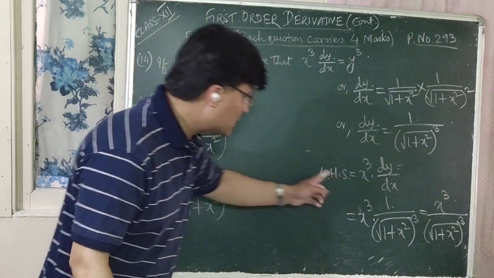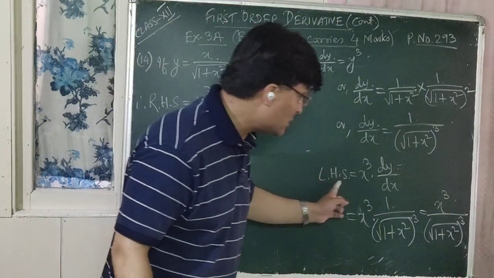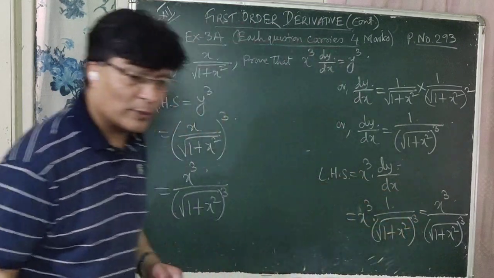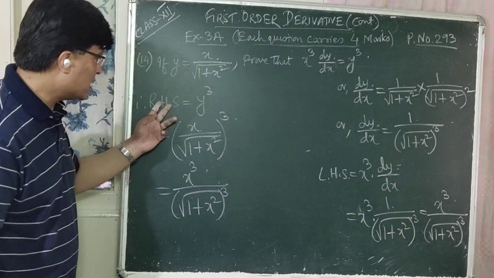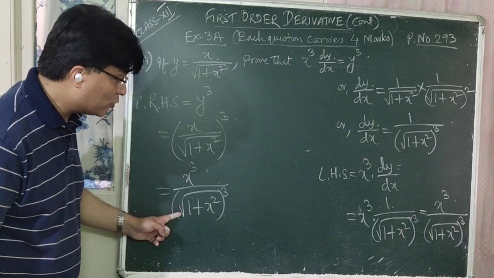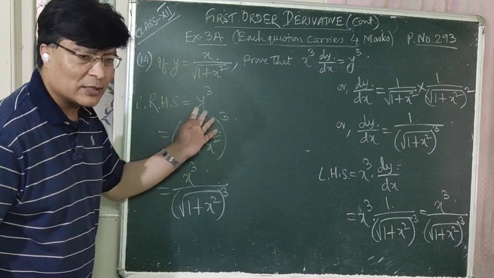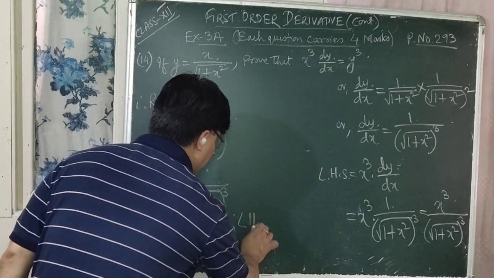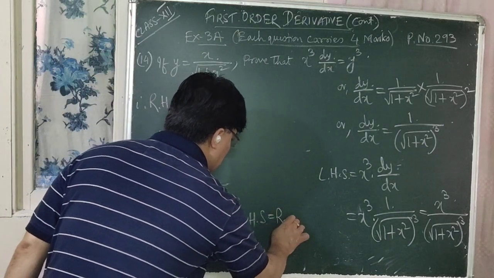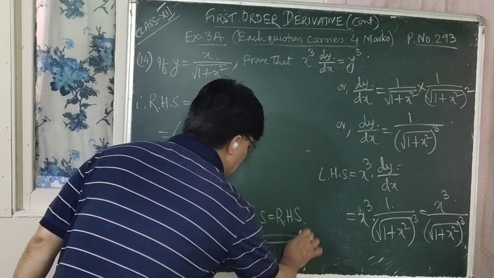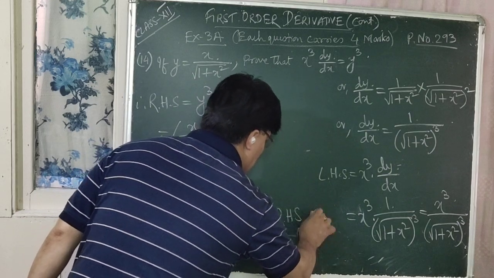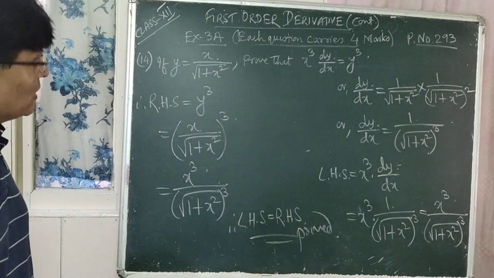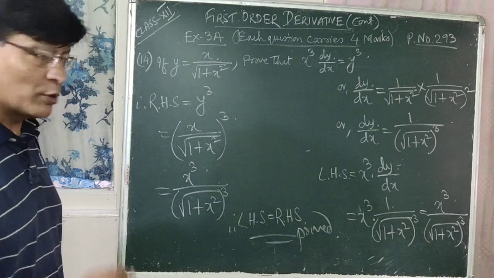So are they equal, LHS and RHS? So what is LHS here? X cube upon root over 1 plus x square whole cube. Also right hand side is also x cube divided by root over 1 plus x square whole cube. That means we have proved LHS is equal to RHS. So let us write here LHS is equal to RHS. So it is proved. Understood? So you can prove it like this also.